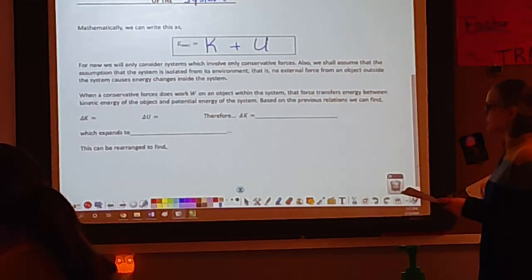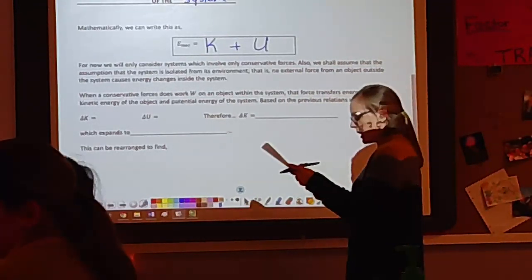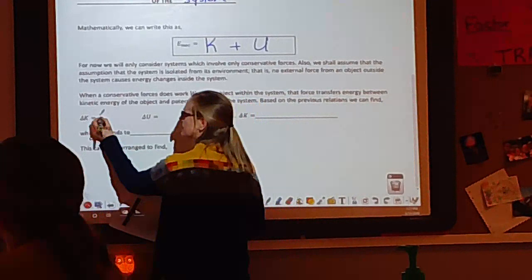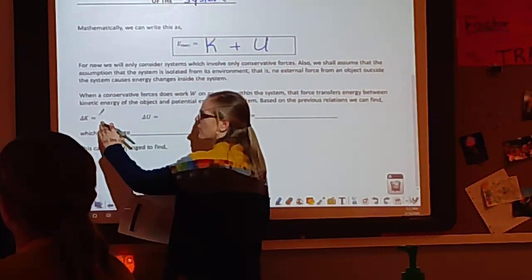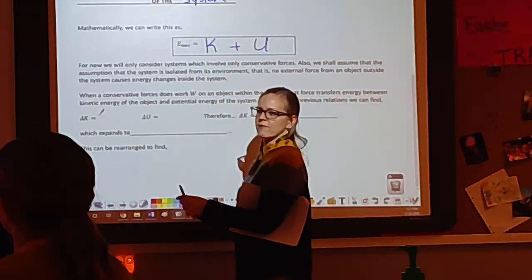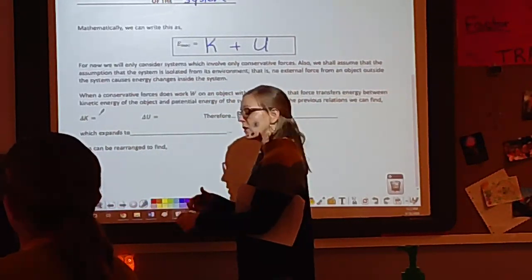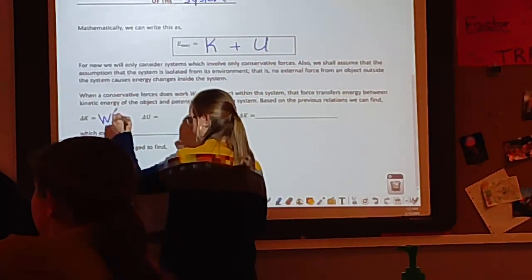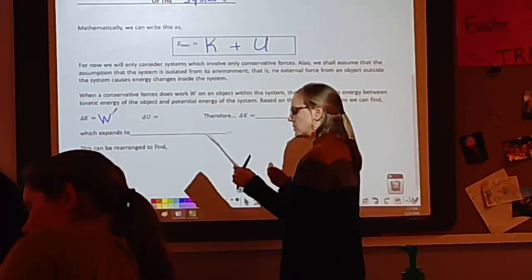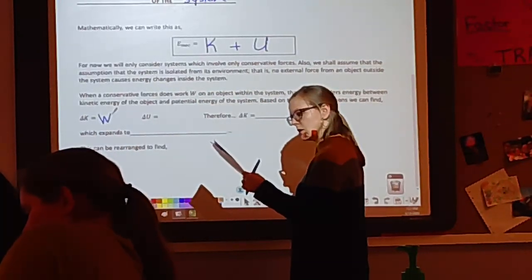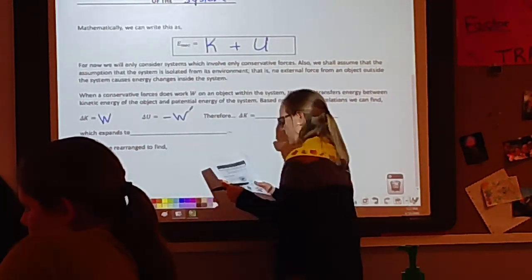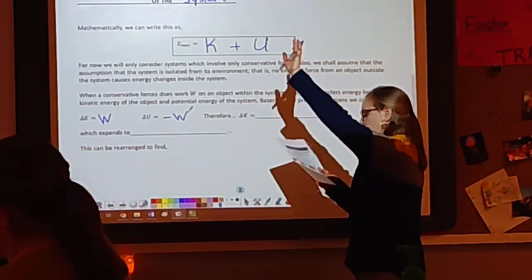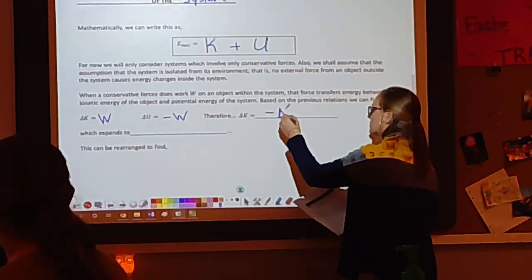Based on the previous relationships, we can find delta K was equal to, does anybody remember? Delta K was equal to, not one half mv squared minus one half mv squared, but work, W. Very good, the work done on the system. Does anybody remember what delta U is equal to? Negative work, excellent job. Therefore, delta K equals negative delta U.